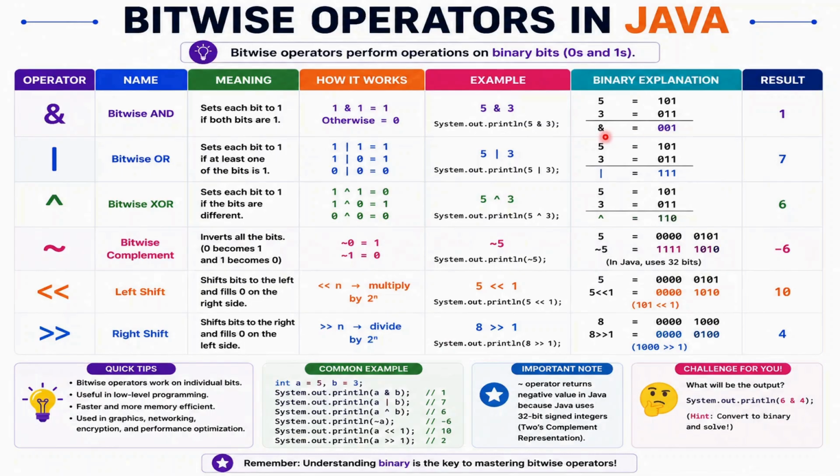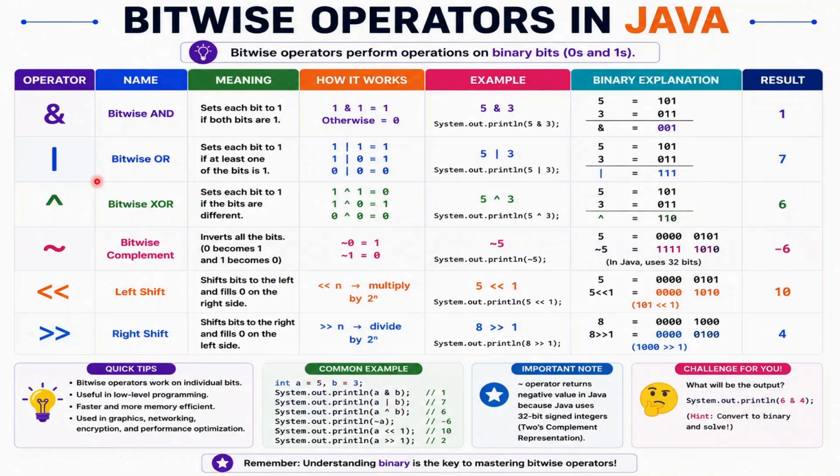When we apply the AND operator for 5 and 3, it checks: 1 and 1 is 1, the rest are all 0. So 1 and 0 is 0, 0 and 1 is 0, 1 and 1 is 1. I hope you understand, and the result becomes 1. How this result becomes 1, we are also going to see in the practical video.